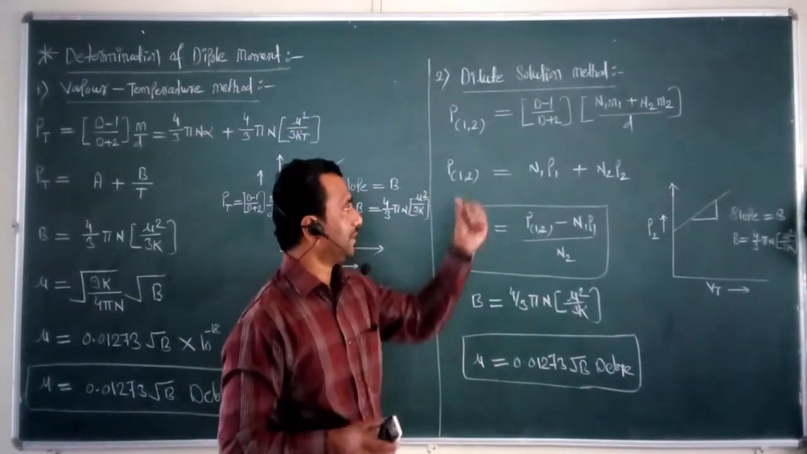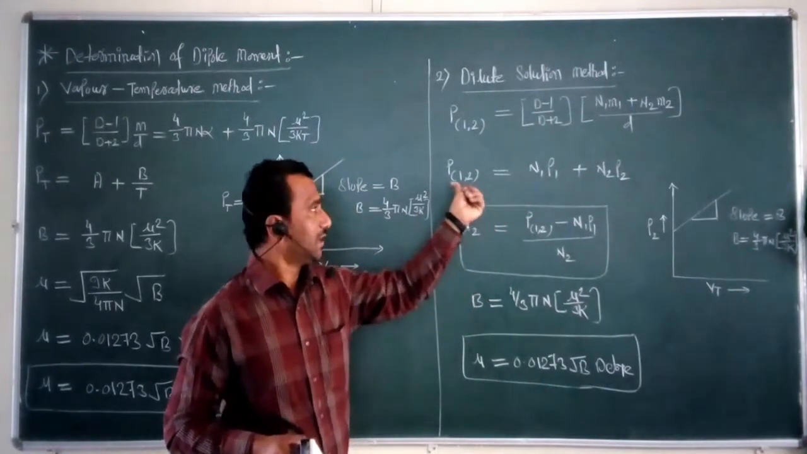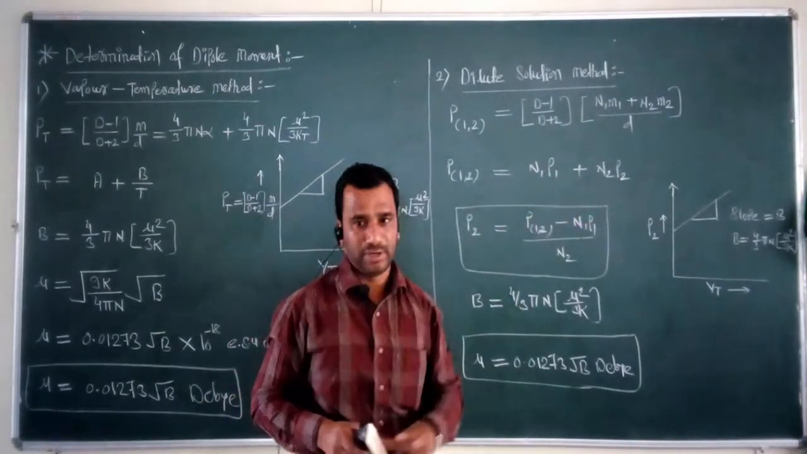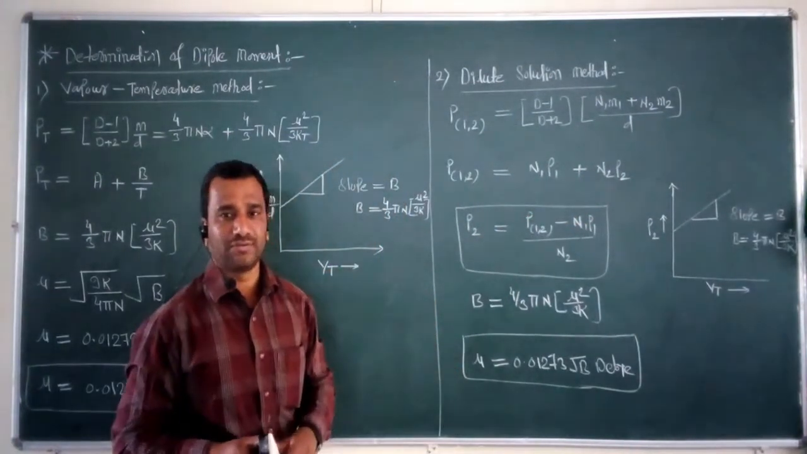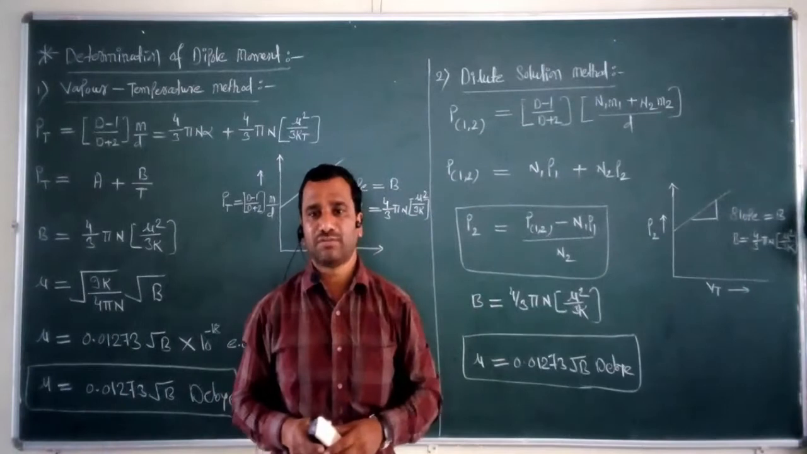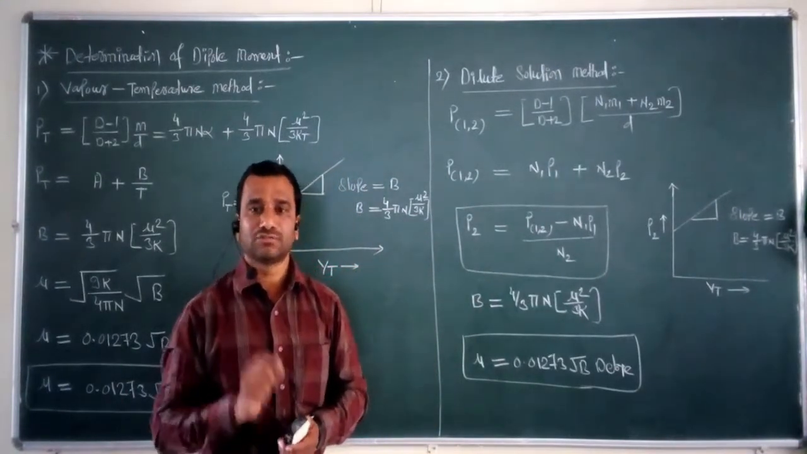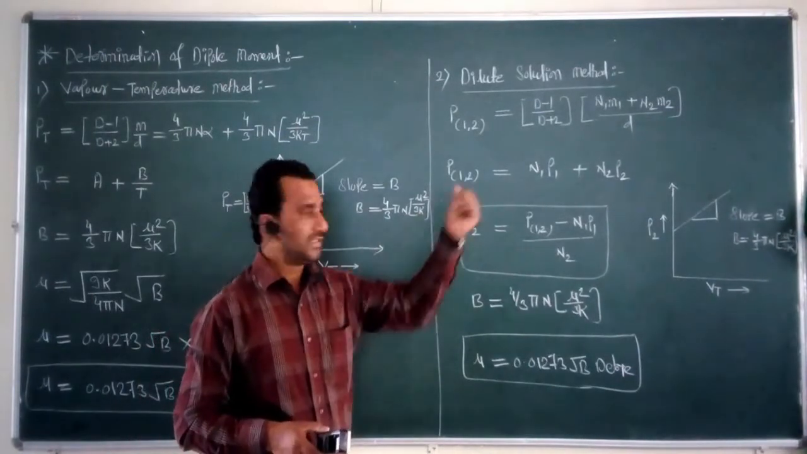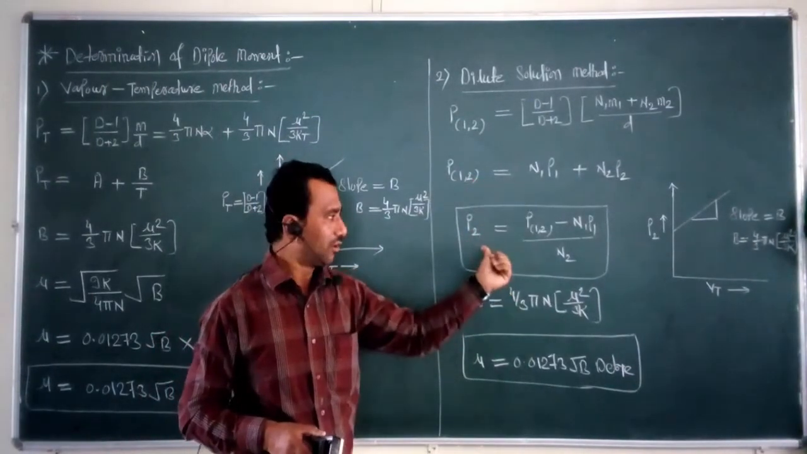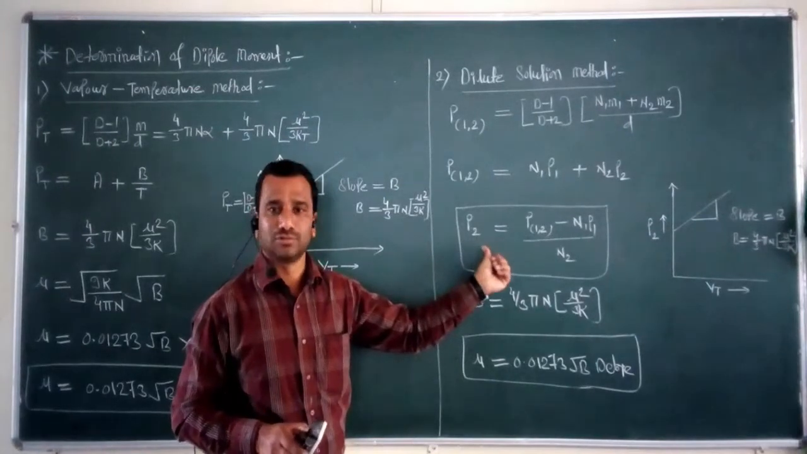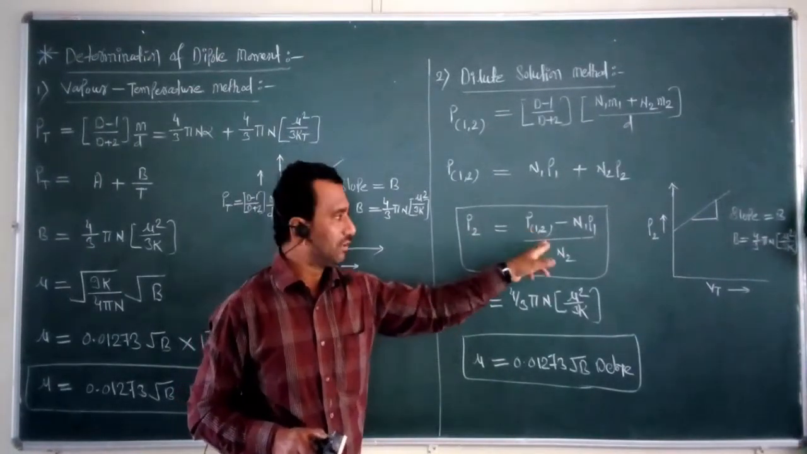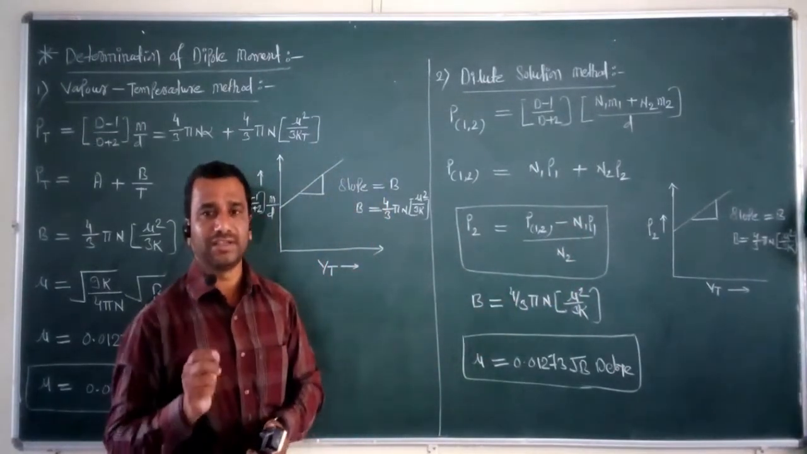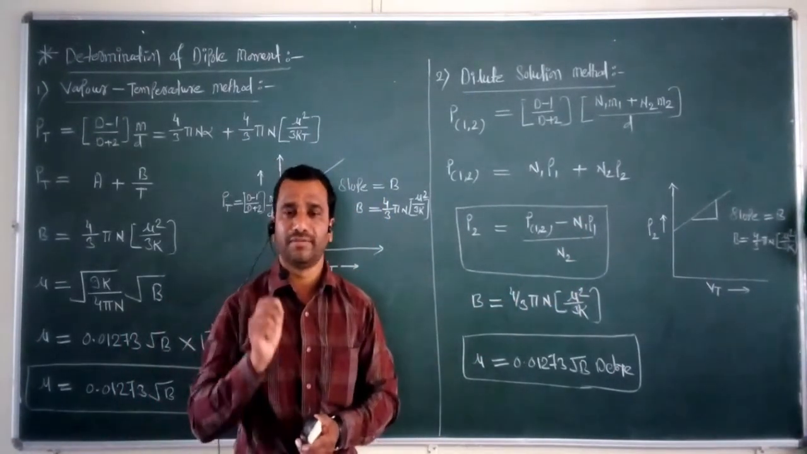The same equation may be written in a simplified form as P1,2 is equal to N1 into P1 plus N2 into P2, where P1 and P2 stand for the molar polarization of the solvent and solute respectively. If we rearrange this equation in order to calculate the molar polarization of a solute, P2 is equal to P1,2 minus N1 into P1 divided by N2, and this is called the equation to calculate the molar polarization of a solute.